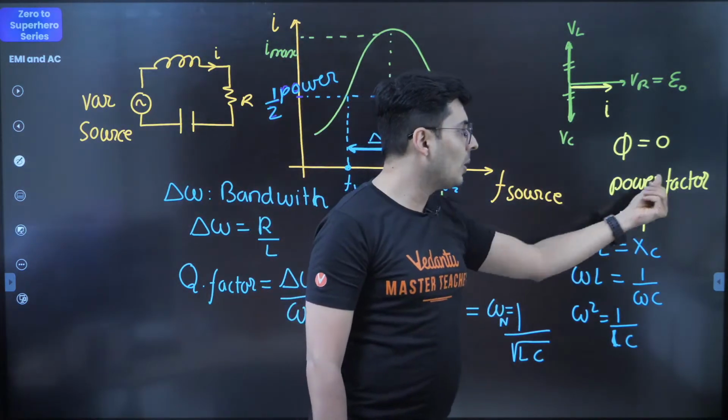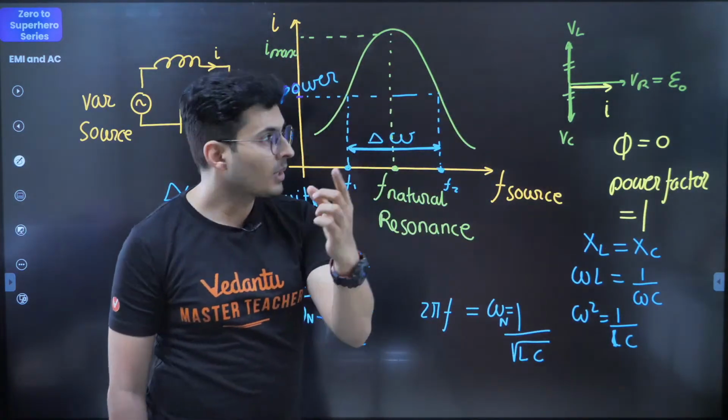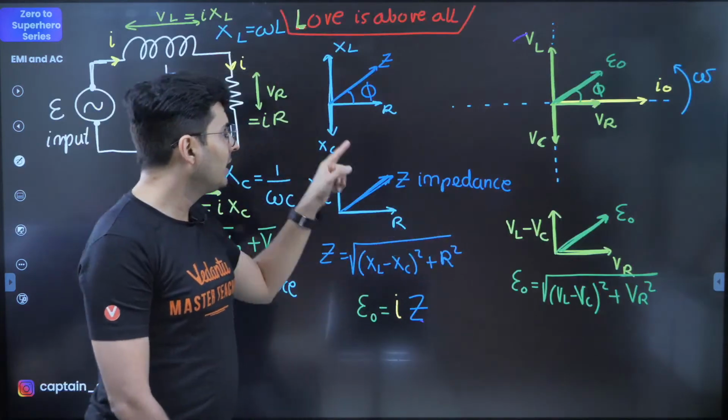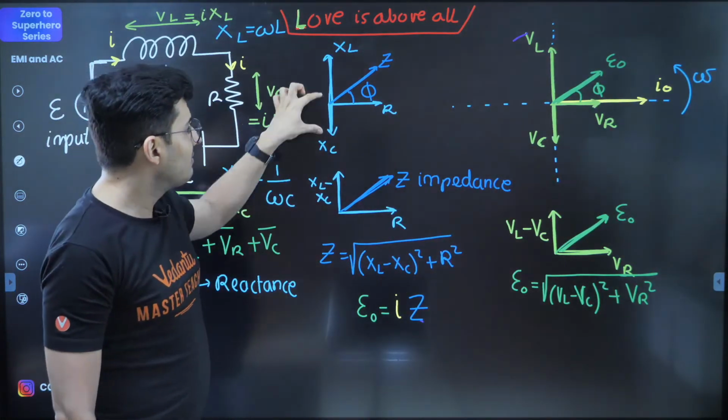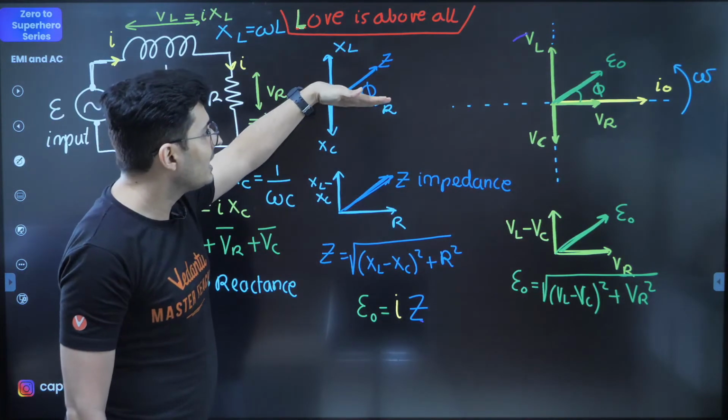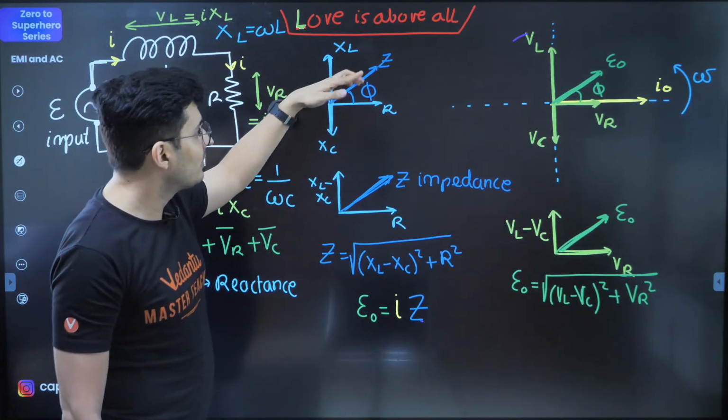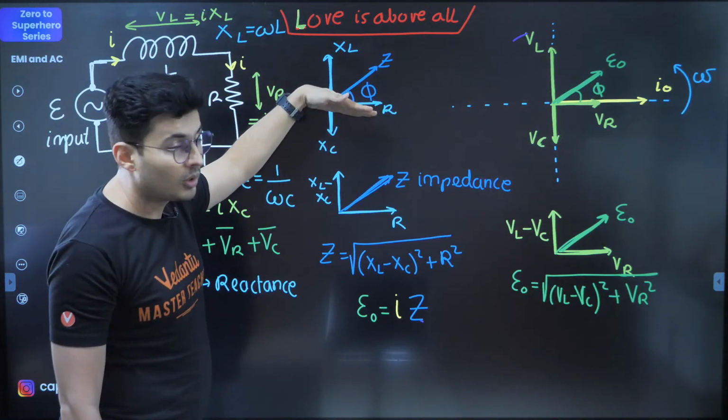Phase difference is 0. Power factor is 1. Even if you take the resistance phasor, XL will be XC, and Z will be equal to R. There is no phase difference. Z will collapse onto R.